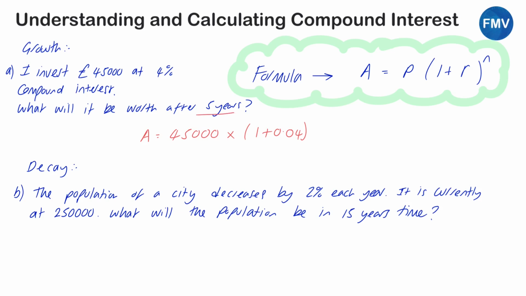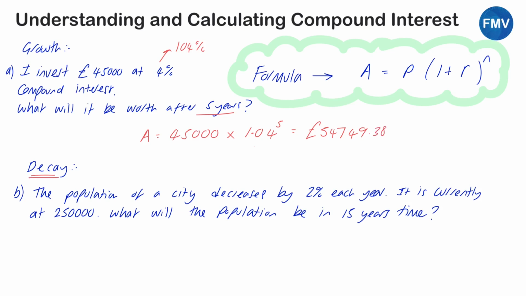N is the number of years. Well, that is 5. So that 0.04 is our 4%, and that 1 is our 100%. I wouldn't write it like that. The way I would write it would be like this. I would say, well, I know I've got a 4%, the 100 is 104%. So I would say I know I'm multiplying that by 104%, which means it's a multiplier of 1.04 raised to the power of 5 years. And that would get us £54,749.38.